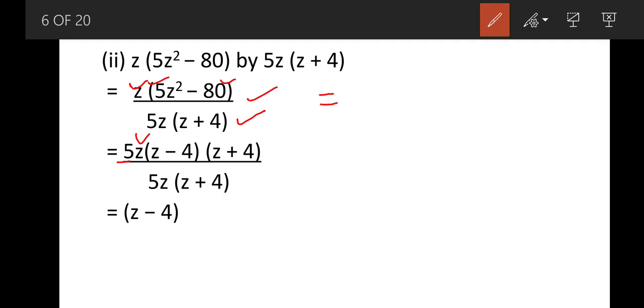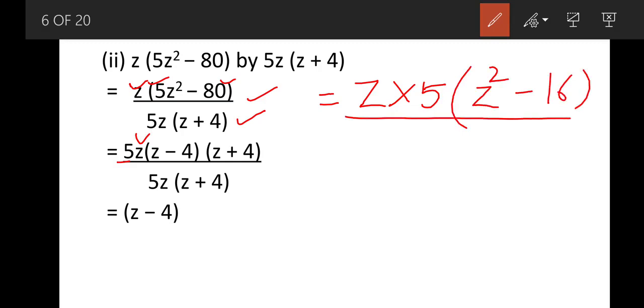It will be, I am writing this step, one more step will be included here. It will be like this. Z was already there in the question. 5 I have taken out, that is the common factor of 5 and 80. So what will be left inside the bracket? It will be z square minus 16. Now the denominator will remain the same, that is 5z bracket z plus 4. This step should be written after this step. Okay, now after this will remain as it is, that is z into 5. I have written 5z. What about this?